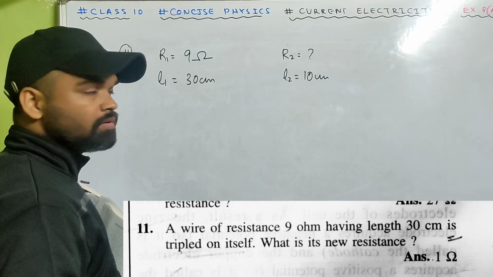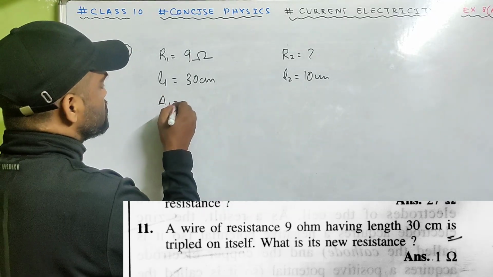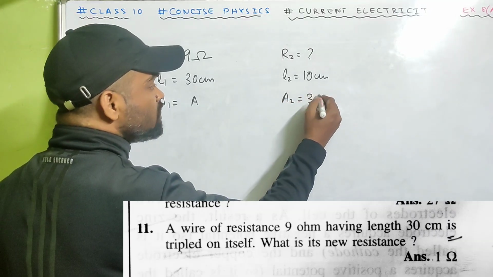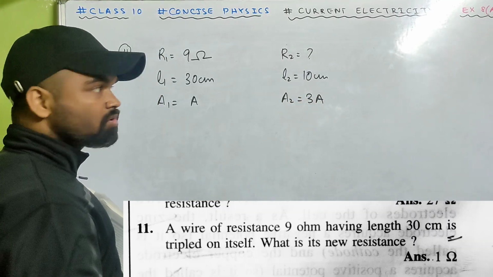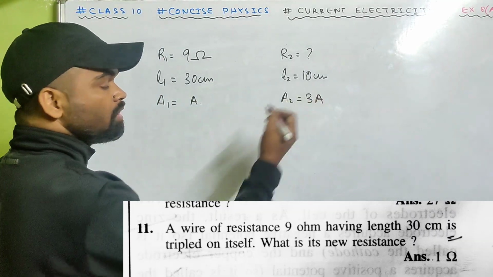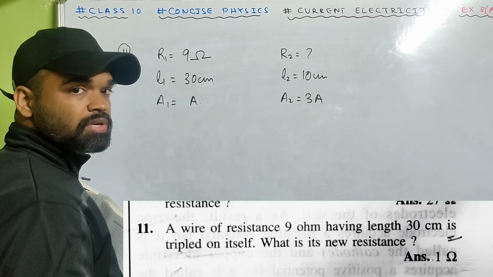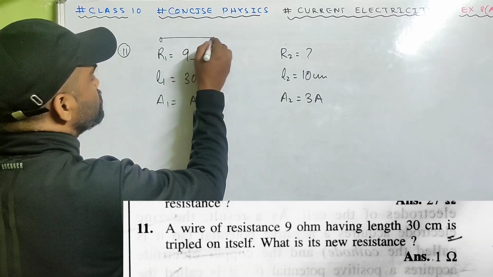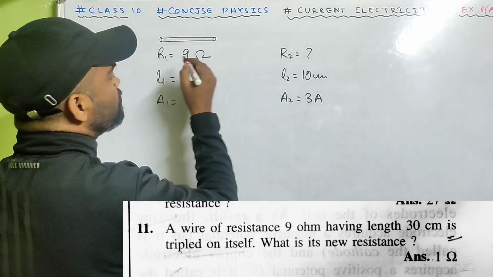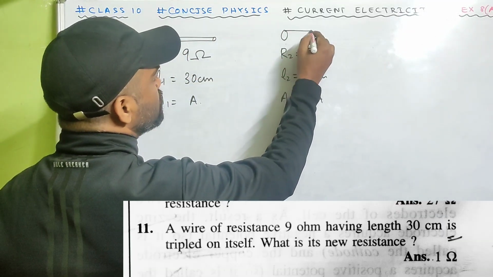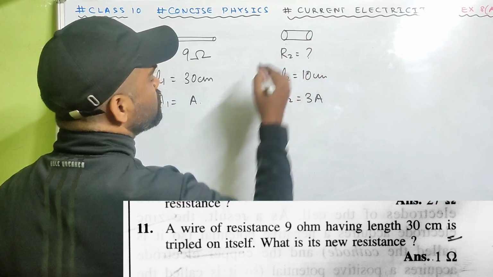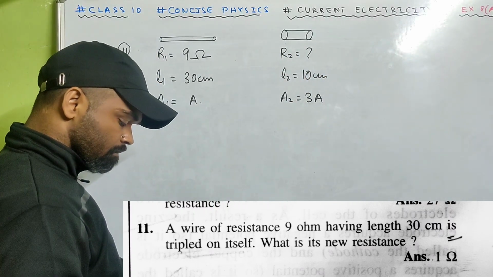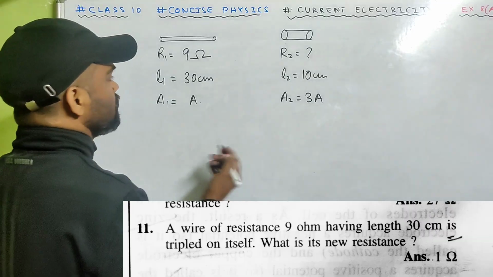Tripled on itself. So if area A1 is A, then A2 will be thrice of A. I told you the volume is constant, so 30A, 30A. Yes or no? Because the volume does not change. There was this wire, tripled on itself. Now, what is the new resistance?